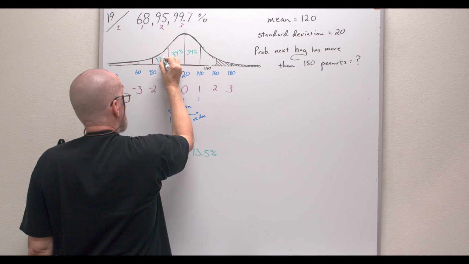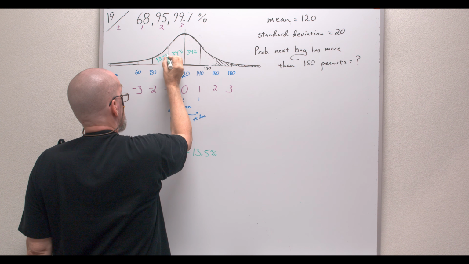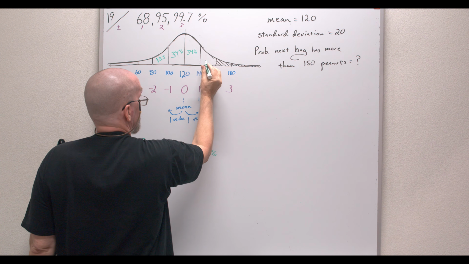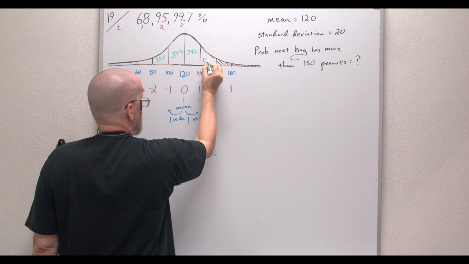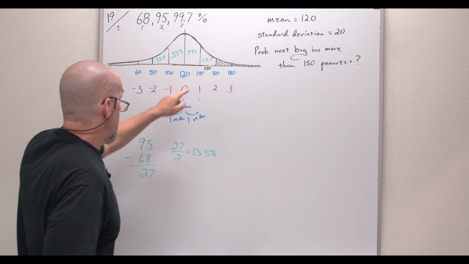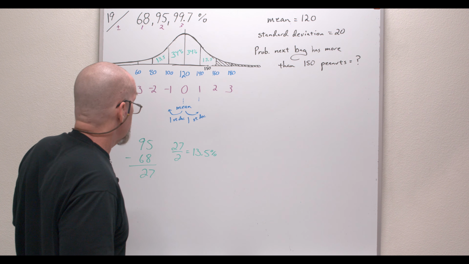I'm just going to drop the percent. We're talking percentages. We're going to remember it's percent. It's kind of hard to write it in there. I'm going to put a 13.5 here as well. So we got 13.5% in this piece, etc.